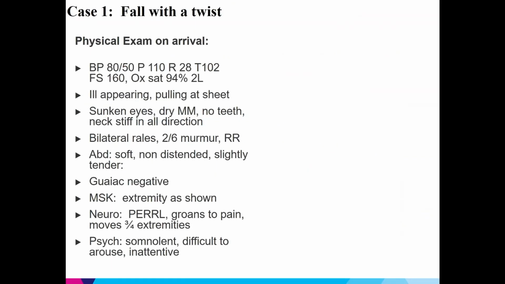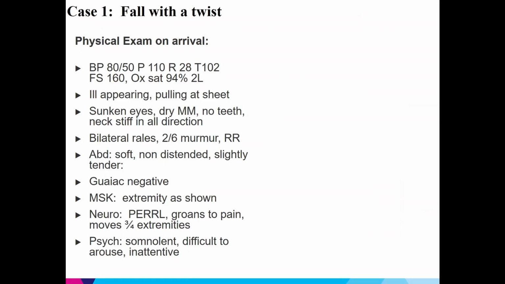On exam in the emergency room, we get a set of vitals, which is indicative of a blood pressure of 80/50. He's tachycardic to 110 and febrile to 102 degrees Fahrenheit. His finger stick is 160. Oxygen sat is 94%, requiring 2 liters of oxygen. Our patient looks ill. He's fidgeting and pulling at his sheets. He has dry mucous membranes, no teeth.